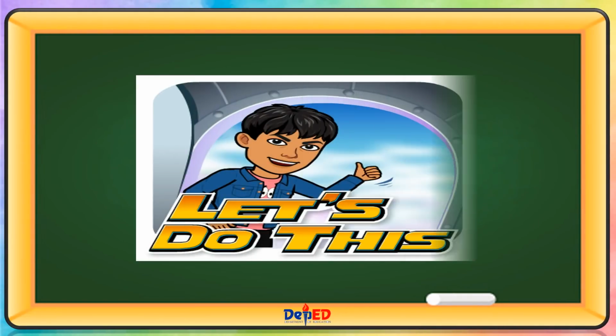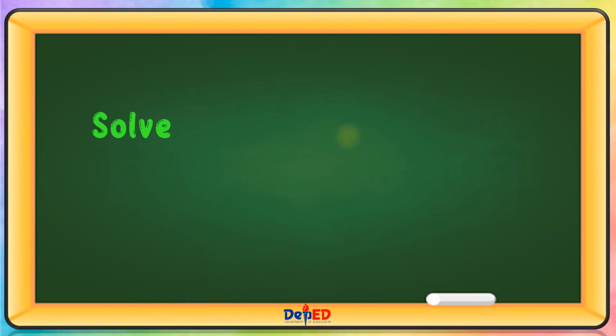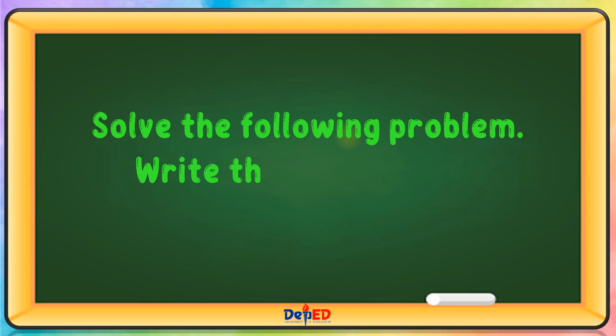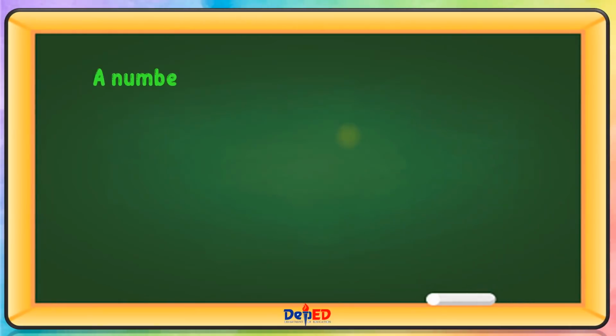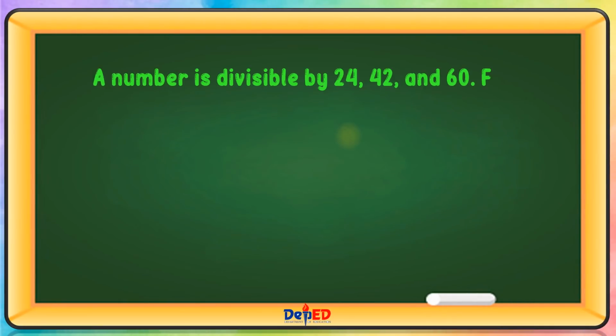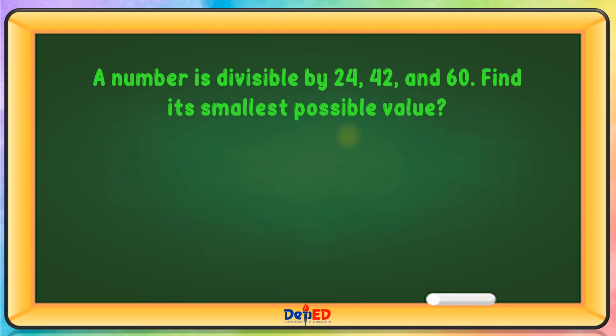Let's do this. Solve the following problem. Write the letter of the correct answer. A number is divisible by 24, 42, and 60. Find its smallest possible value. A. 480. B. 840. C. 460. Or D. 860. The correct answer is B.